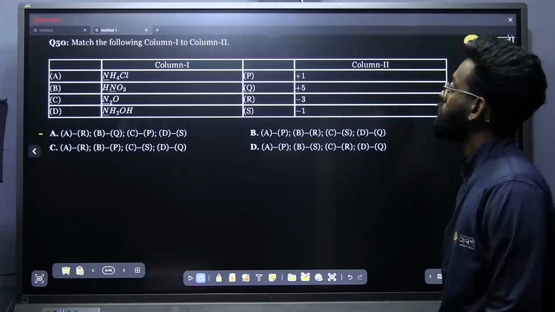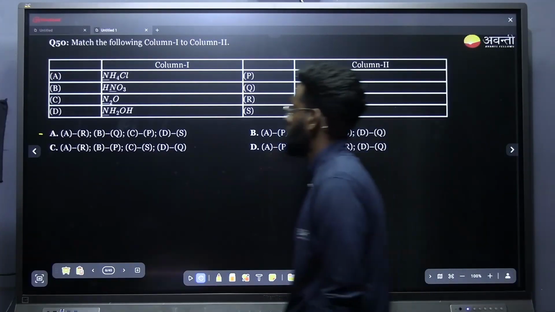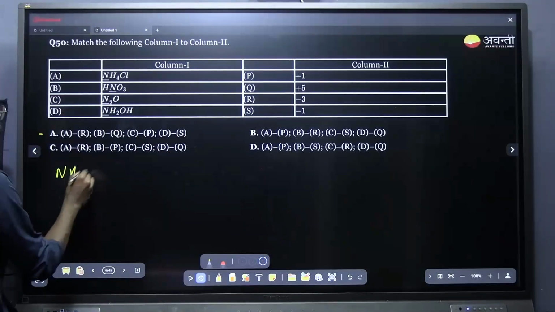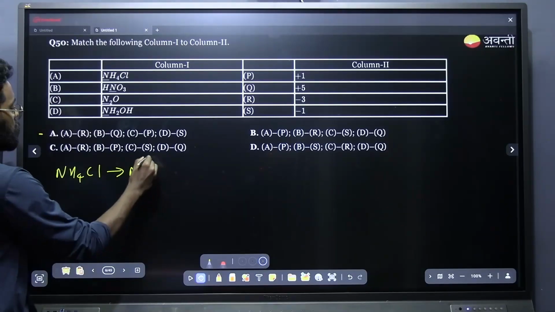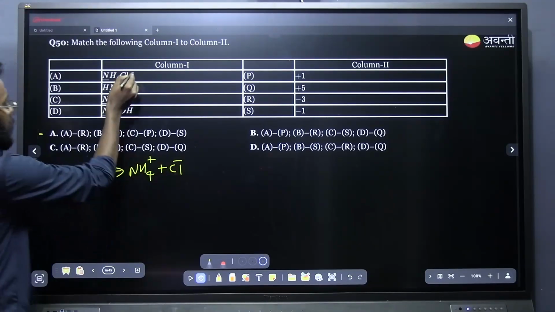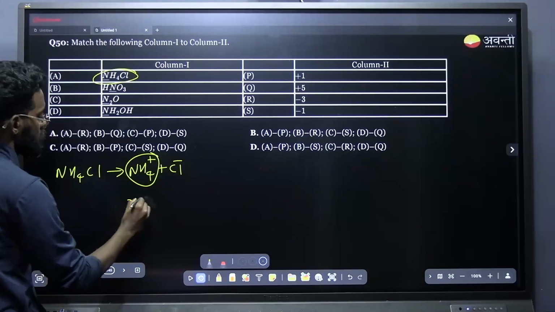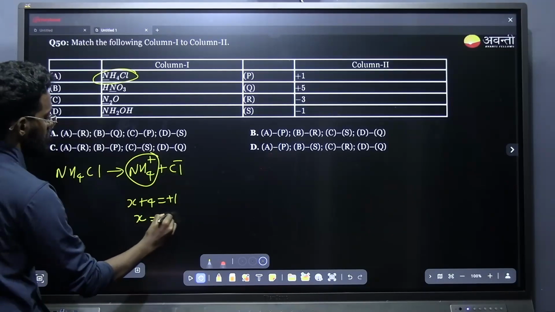Okay, match the following column 1 to column 2. Yeah, it's a very easy question. Just find out the oxidation number. Oxidation number for NH4Cl. I can split NH4Cl as NH4+ and Cl-. And here the question is asking about the oxidation state of nitrogen. So X plus 4 is equal to plus 1. So X is coming as minus 3.